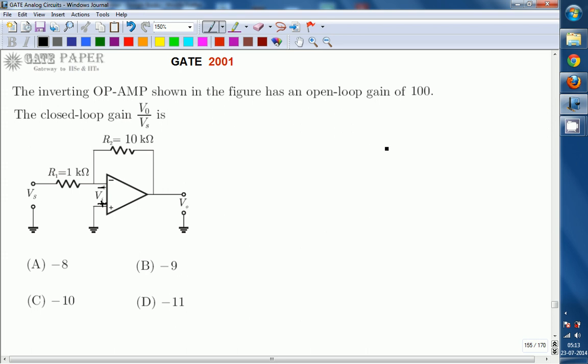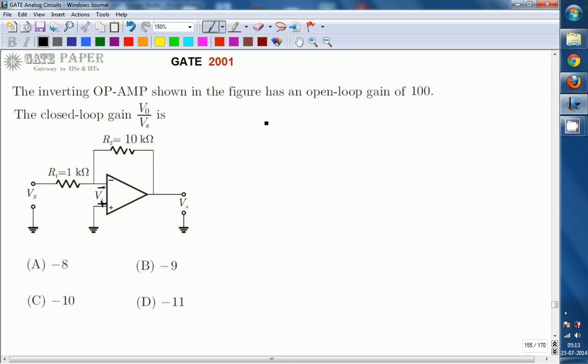Hello, we are discussing the GATE 2001 ECE paper, and this question is related to analog circuits. Look at the circuit diagram given. The inverting op amp shown in the figure has an open loop gain of 100. Then find the closed loop gain V0 by Vs.